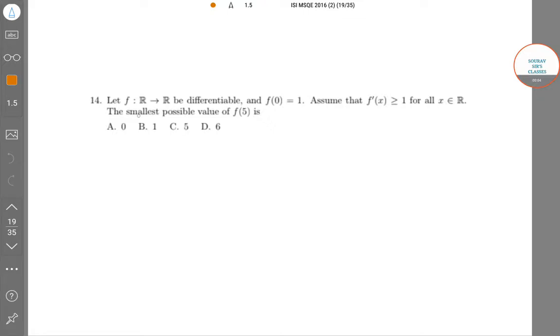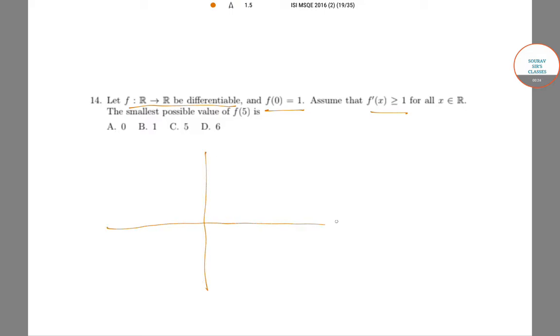So we have a function f from R to R, differentiable, and given that f of 0 is equal to 1. Assume that f prime of x is greater than or equal to 1 for all x. Now what is the smallest possible value of f(5)? Let us solve this problem by drawing a graph.